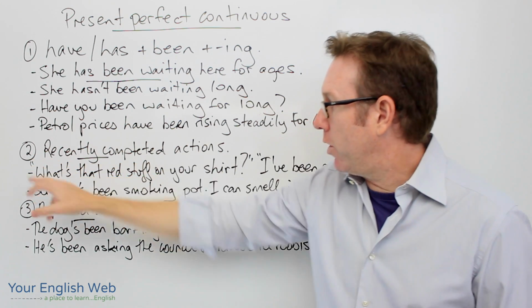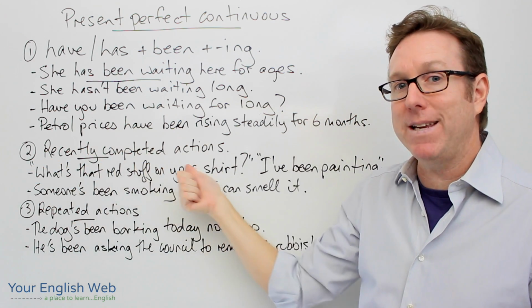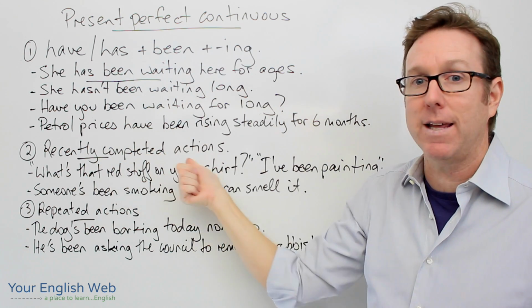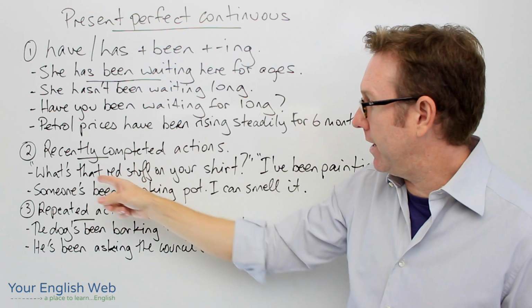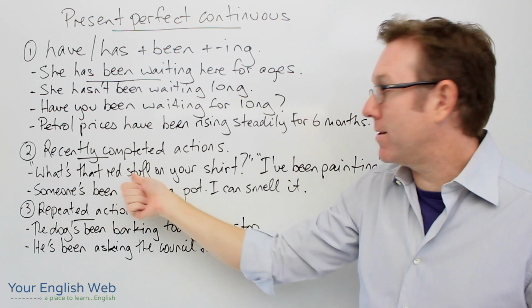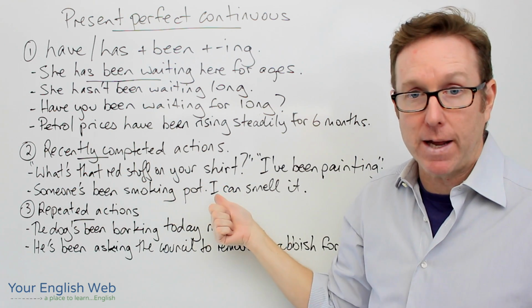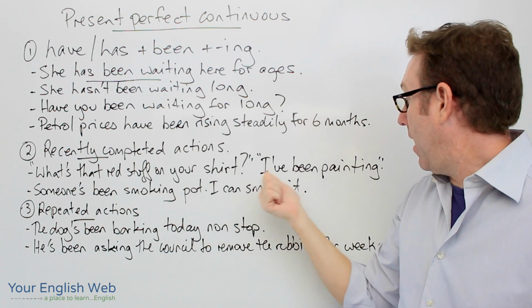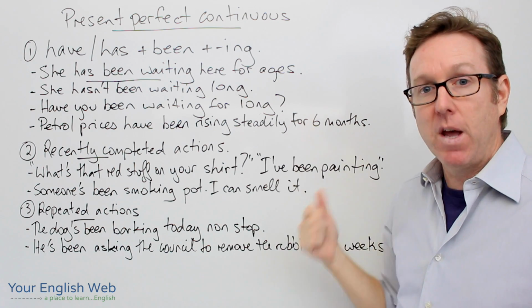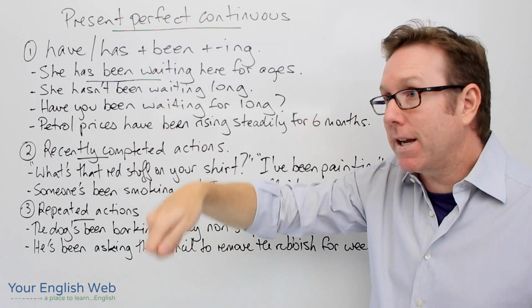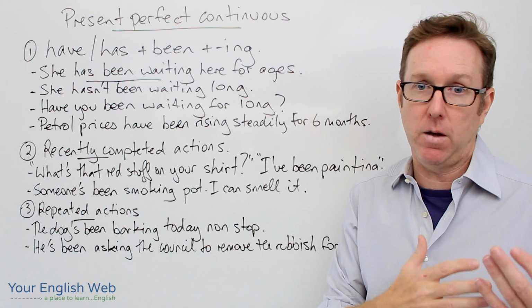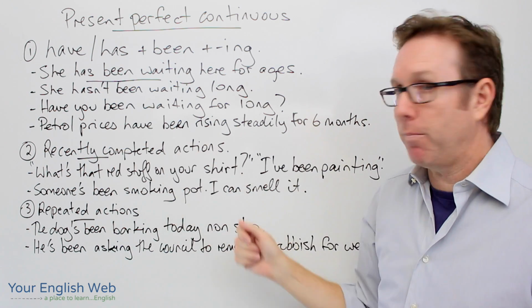Now, the second thing we're going to look at is recently completed actions. We can use the continuous tenses here for recently completed actions. Look at the example. What's that red stuff on your shirt? Somebody asks. And you reply, it's paint because I've been painting. It doesn't necessarily mean that in this particular moment you are still painting, but you have been painting, okay? So it's a recently completed action.